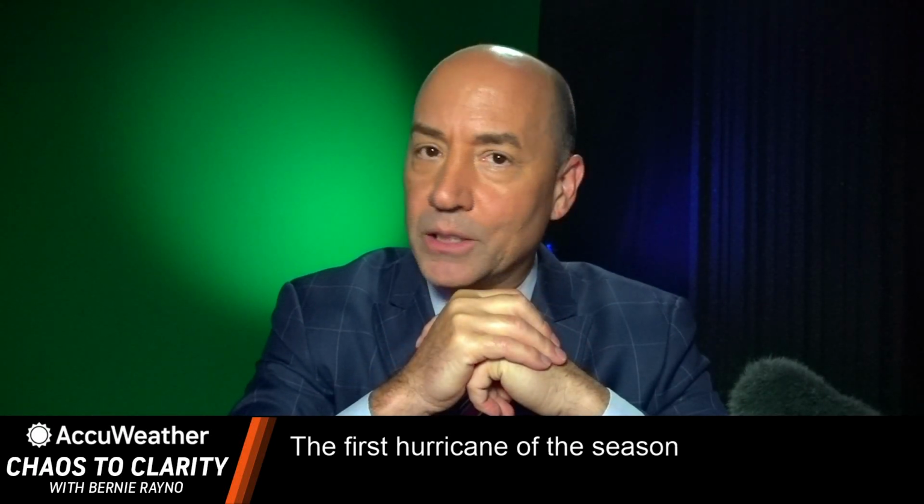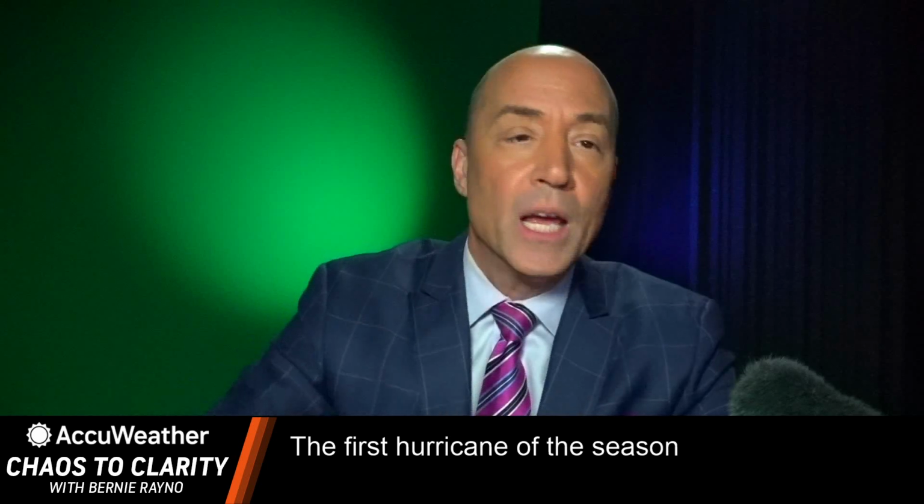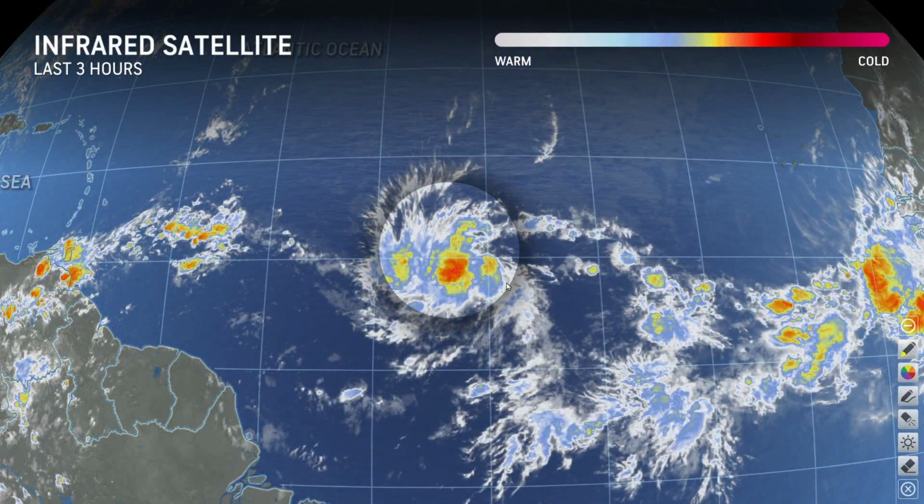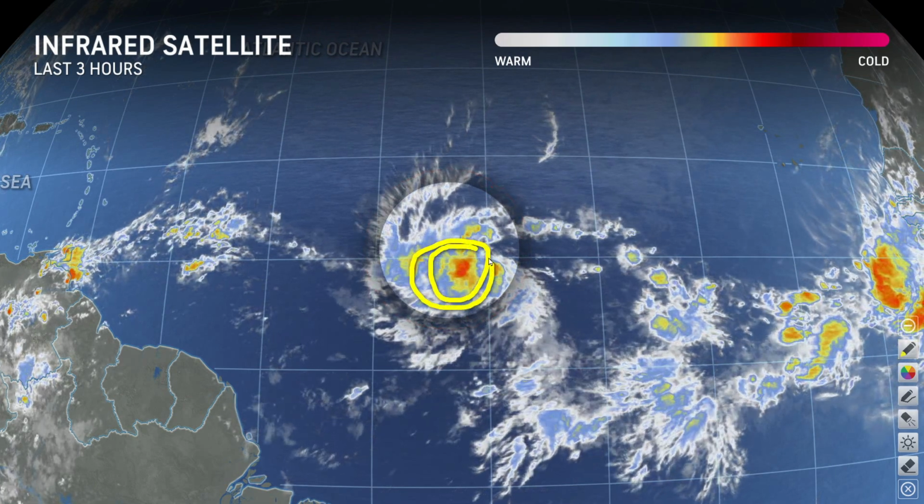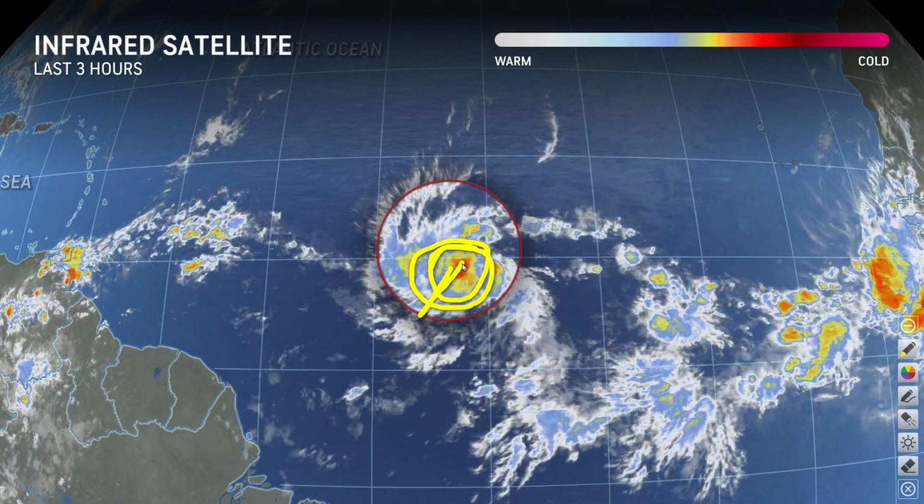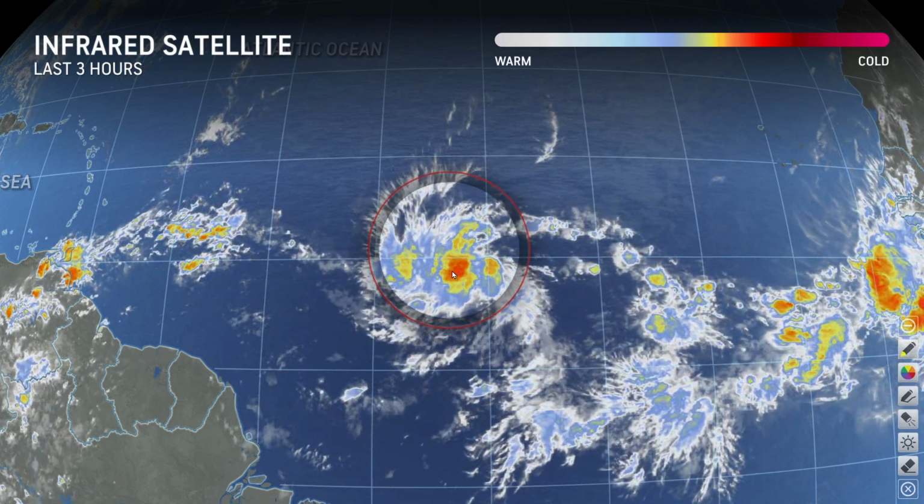I'm Bernie Rayno. Let's get right to our tropical system, which is moving west and will continue to move west. I want to show you the infrared satellite picture, a couple of things. Persistent area of yellow, oranges, and reds. That's important. You don't want to see these cycle up and down when looking for tropical development. You want them to remain persistent, and that's what we're seeing.